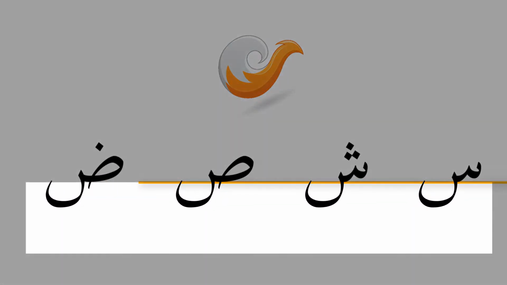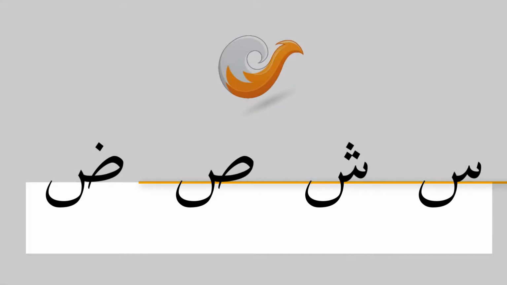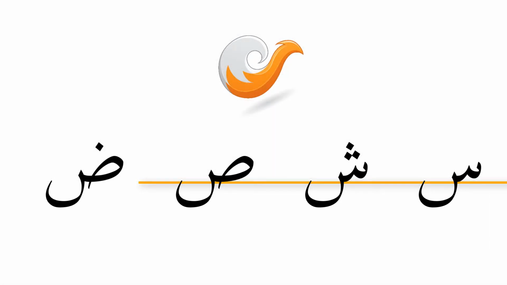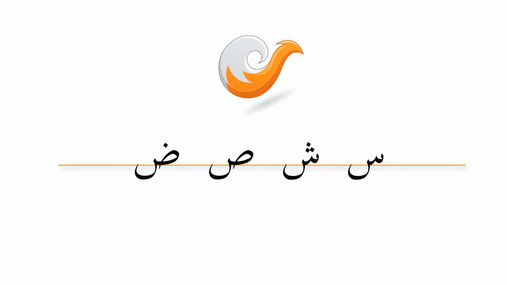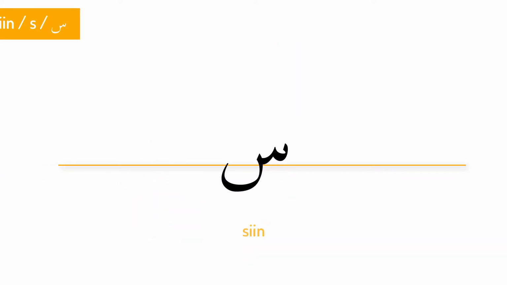This group of letters has been named the tails because they all have a semicircle that clings onto their ends that looks a bit like the tail of an animal. These all behave in a very similar way in the language. The first letter that we have in this group is called seen.